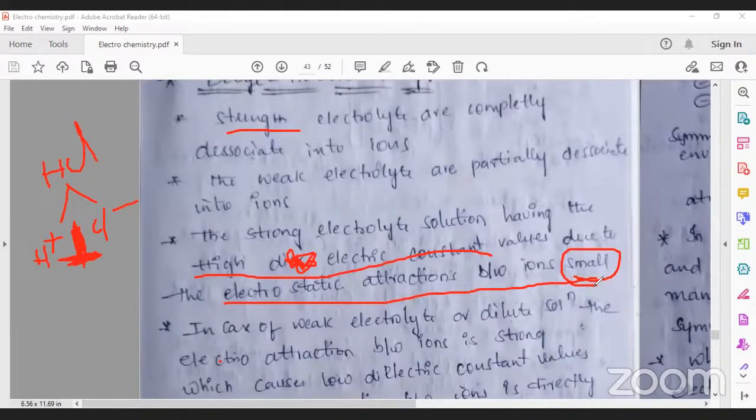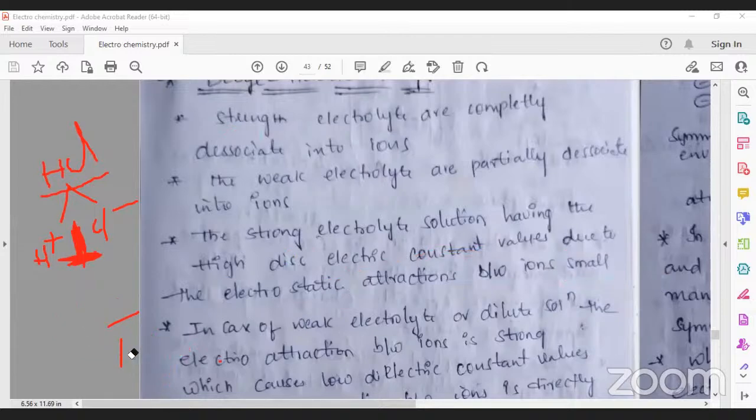So that happens in case of weak acids. A weak or small electrostatic attraction may give high dielectric constant values. That happens in case of strong electrolytes. If it is a weak electrolyte, the attraction between the positive ion and negative ion becomes so large. A large attraction will be there. That's why it cannot be converted into the ions. That's why partial ionization takes place.